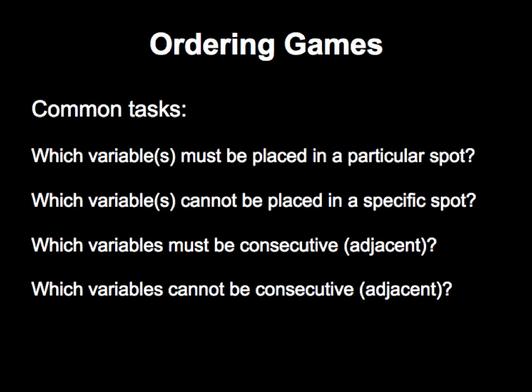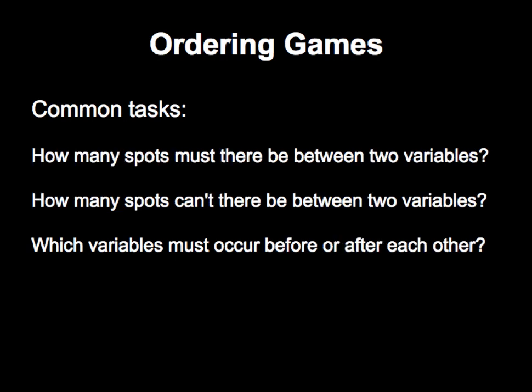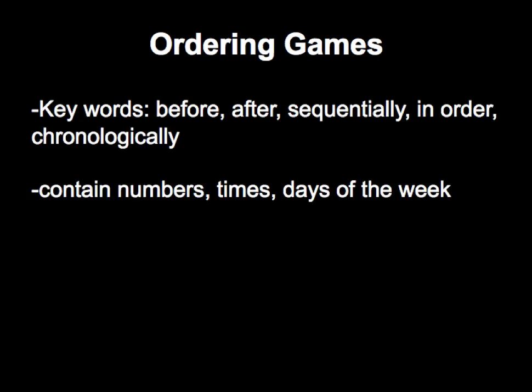They'll often involve placing variables in specific slots and telling you that they cannot be in other slots. They often involve variables occurring consecutively or being adjacent to each other, or not being consecutive and not being adjacent to each other. They'll often involve placing spaces between variables and telling you that certain variables must come before or after other variables. So keywords are before, after, sequences in order, chronologies involving time or numbers, rankings, days of the week. Those are all typically associated with ordering games.